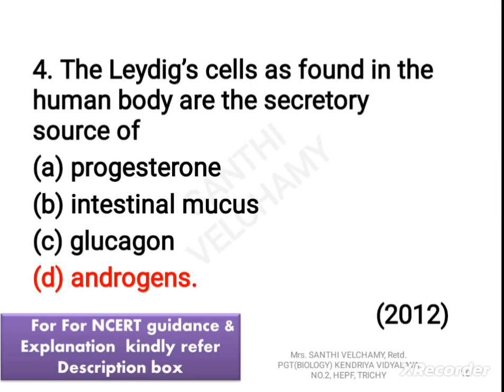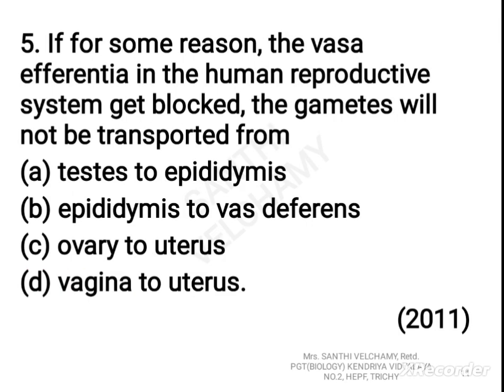Now the next question. If for some reason the vasa efferentia in the human reproductive system get blocked, the gametes will not be transported from A. testis to epididymis, B. epididymis to vas deferens, C. ovary to uterus, D. vagina to uterus. The correct answer is A.